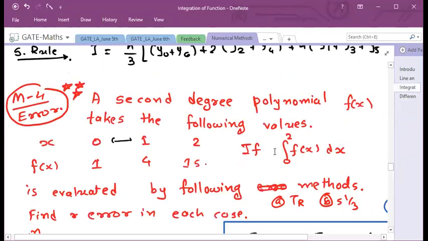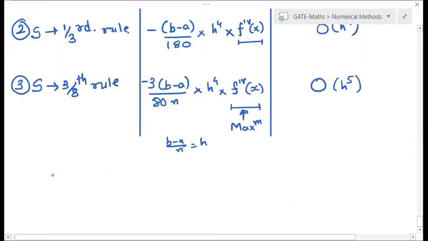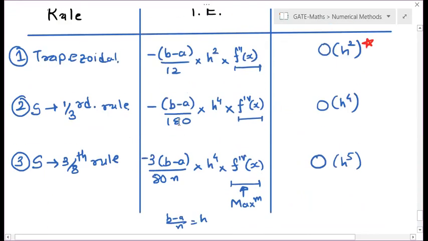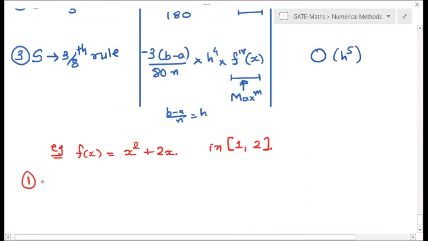Now see, the meaning of maximum over here is, suppose they will give you one function like this. The function is x square plus 2x. And they will give you one interval, the closed interval 1 to 2. Now you have to find, suppose you are using the trapezoidal rule. So for the trapezoidal rule, you have to find the maximum value of f double dash x in the closed interval 1 to 2. Since it is f double dash, let me take here x cube.